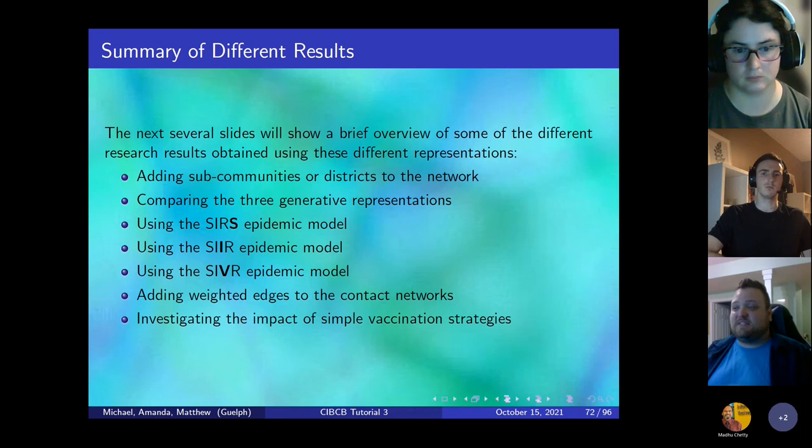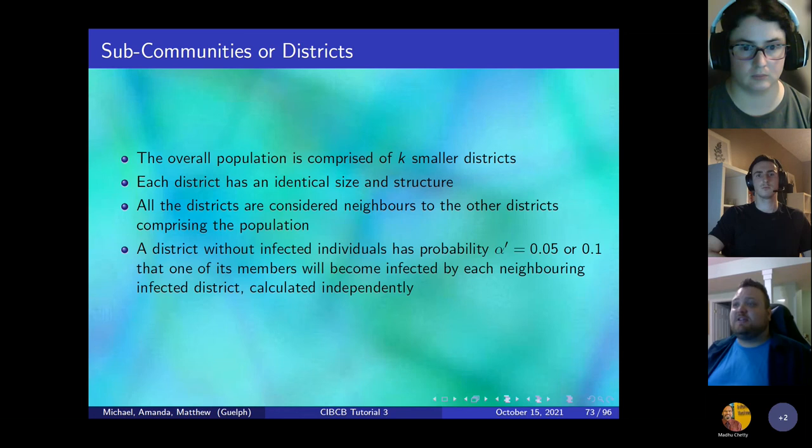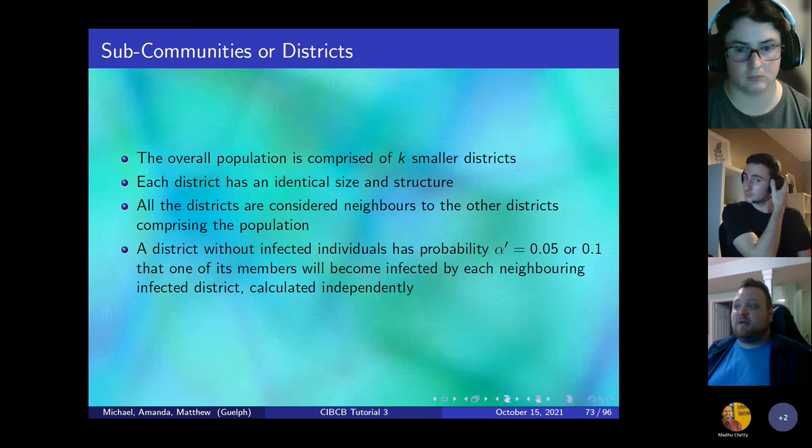Okay, so in subcommunities or districts, the overall population is comprised of K smaller districts. Each district has an identical size and structure. All the districts are considered neighbors to the other districts comprising the population. And a district without infected individuals has a probability alpha prime of 5 or 10% that one of its members will become infected by each neighboring infected district. And that's calculated independently.